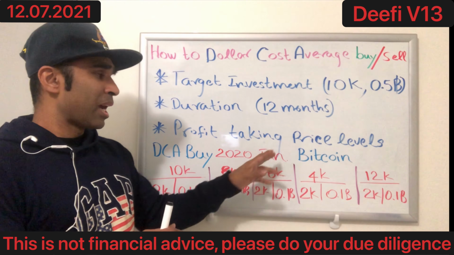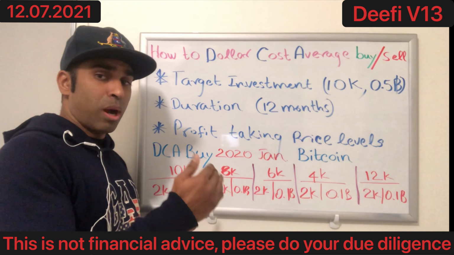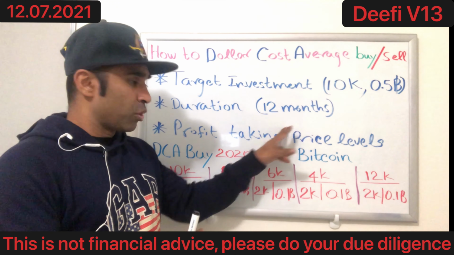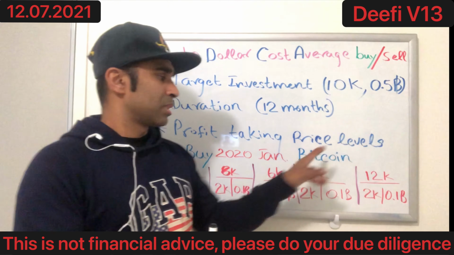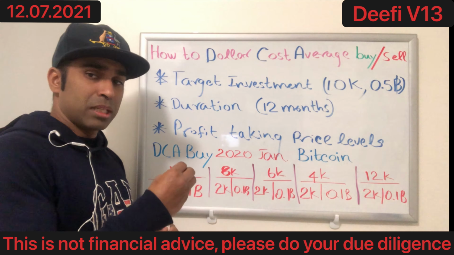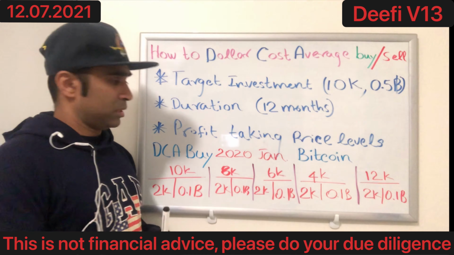No matter what happens, you might think the market will go up further, but you need to be very disciplined. Whenever you see your price levels reached, you can sell a portion of what you accumulated over the last 12 to 24 months.